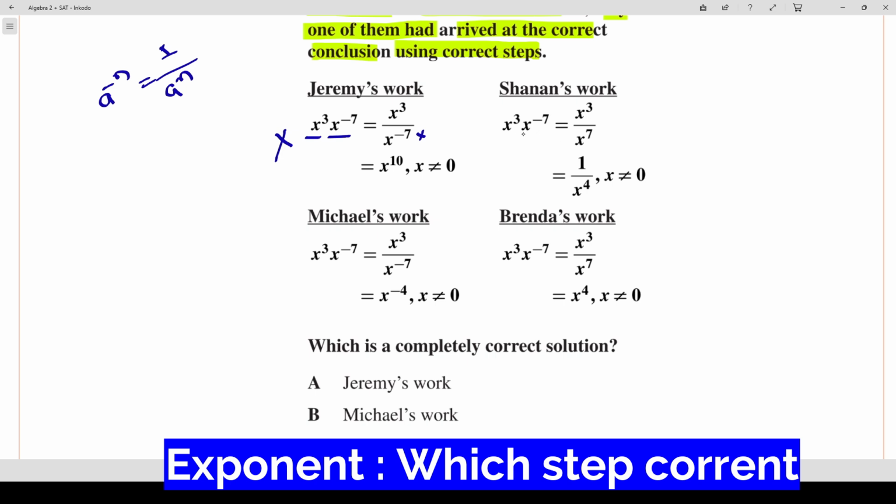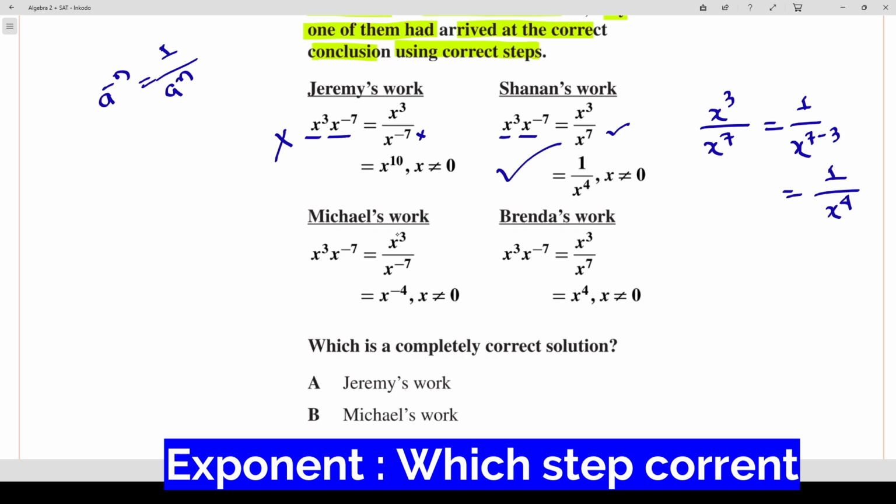Next one, here is Shannon's work, x to the power 3 times x to the power minus 7. This is a correct step. And next, x to the power 3 divided by x to the power 7. Once the bases are the same, in division, the powers are subtracted. So in this case, x to the power 7 minus 3, it means 1 divided by x to the power 4. So this is a correct one.